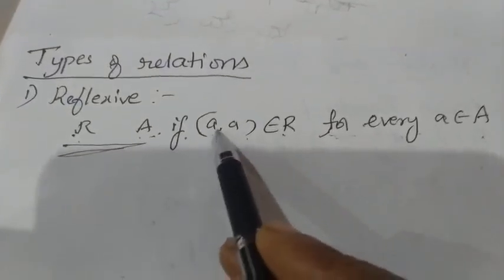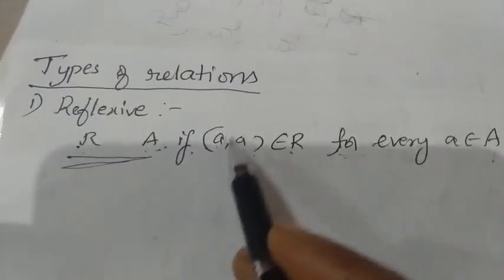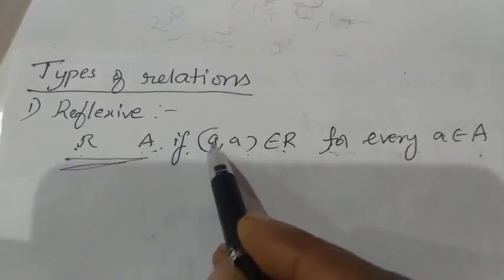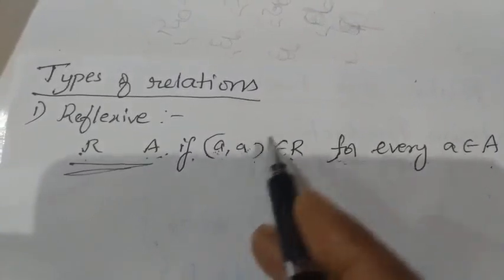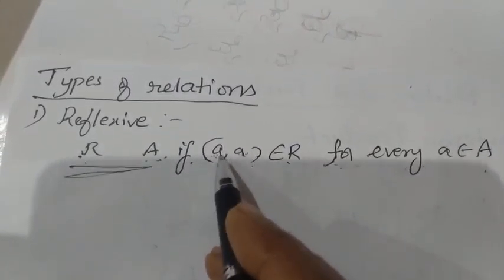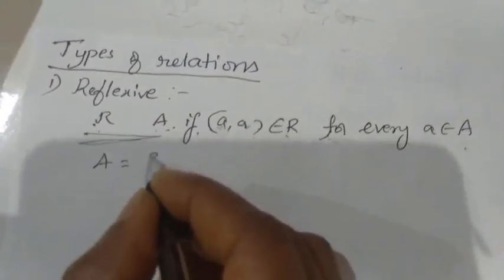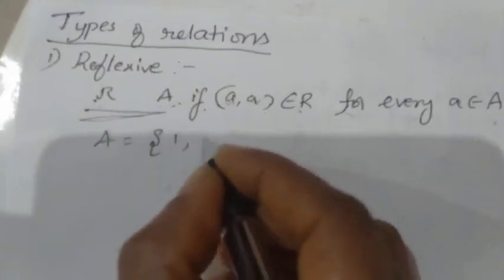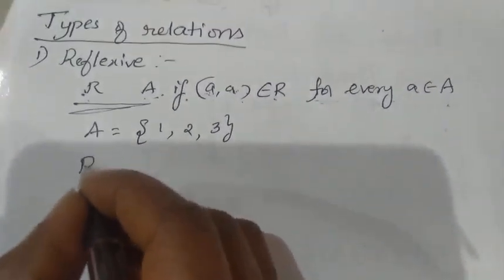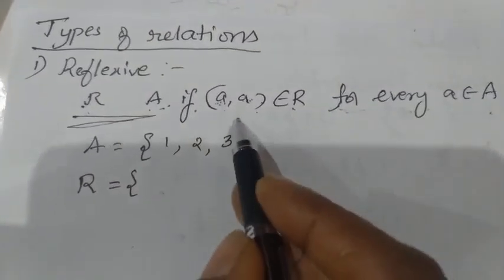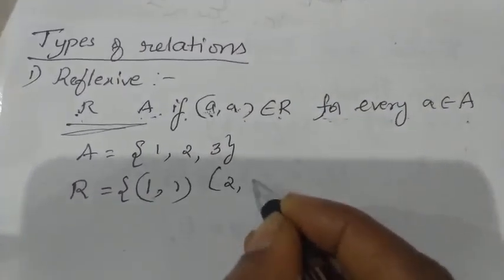If (a, a), you know that this is called the image of a, meaning the second element is the image of the first element. Here, image and pre-image are both the same. In (a, a), image and pre-image are both the same. I will give you one example. Suppose A is a set like this. It contains 3 elements. You can take any example. Now I will write one relation like this: (1, 1), (2, 2), like this.